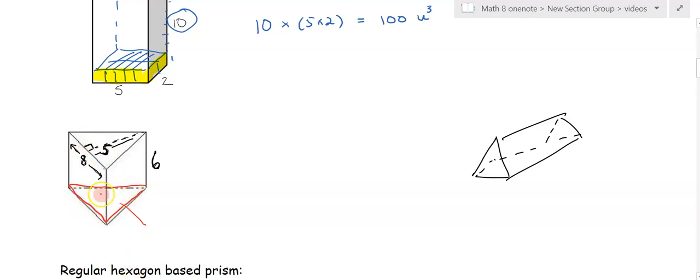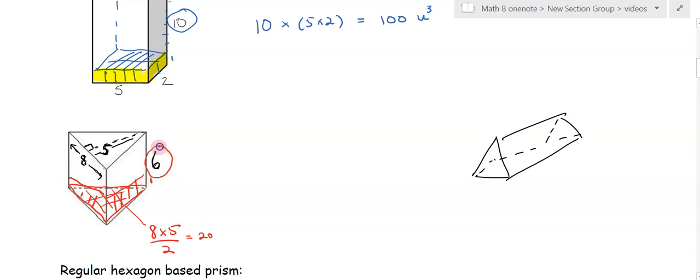The area of the triangle on the bottom is the same as the one on the top, so I would go 8 by 5 divided by 2. Base times height divided by 2, and I would get 20 square units. So I know there are 20 squares. Now if I, again, make it one unit height, I now know there are 20 cubic units in one layer. So if I find the area of the base, that's how many cubes make up the first layer.